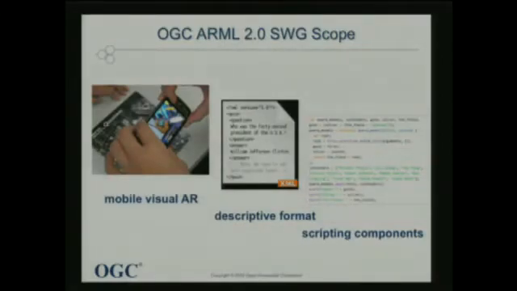A developer would set up his scene and say, these are my virtual objects, which are mapped into reality. This is how I describe it. And then there is a scripting component which allows the developer to change properties in the scene. Again, similar to HTML and JavaScript, this is how we envision that this should work together.